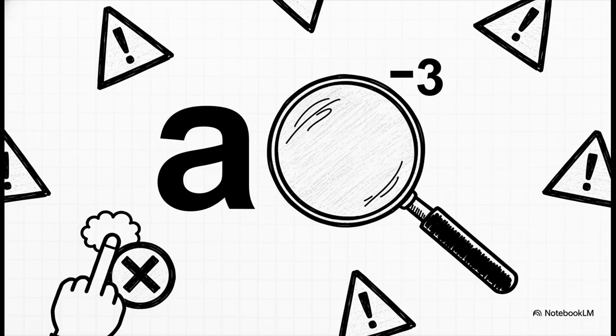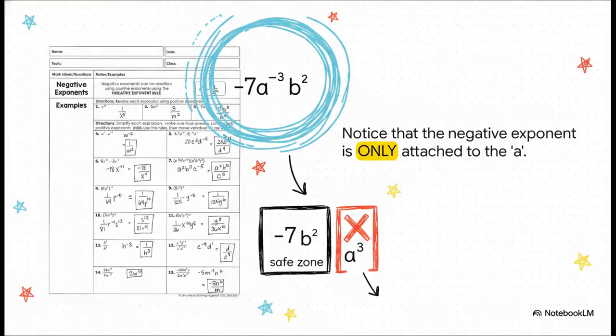Okay, that was a good warm-up. Now let's try something a little trickier. A problem where you really have to pay close attention to what that negative exponent is actually attached to. So take a look at this. Negative 7, a to the negative 3, b squared. Now, a really common mistake here is to think that the entire term has to move. But that's not right. That little negative 3 exponent is only latched on to the a. It's got nothing to do with the negative 7 or the b squared.